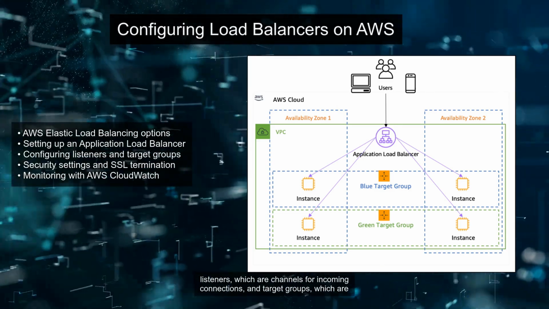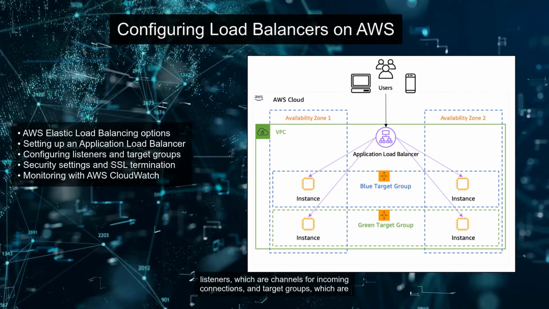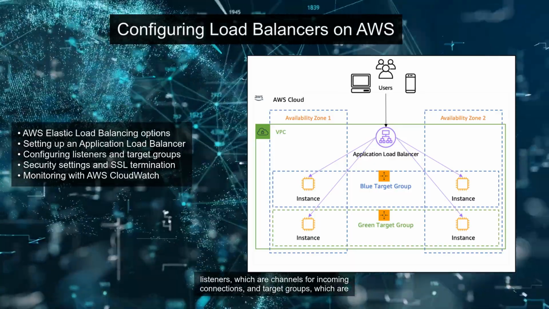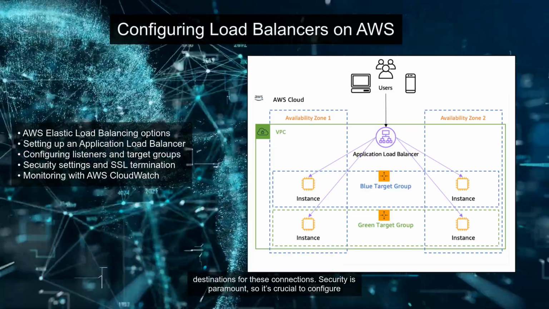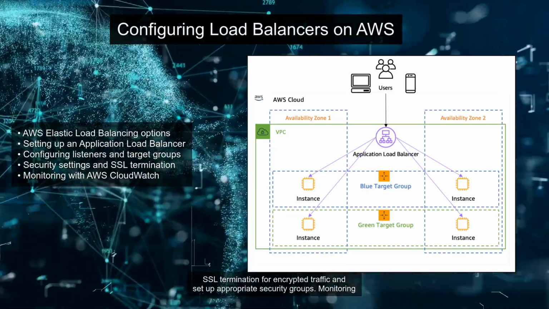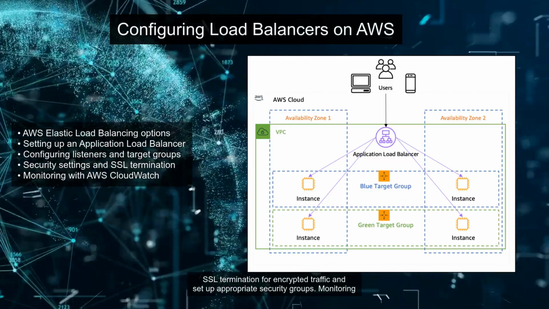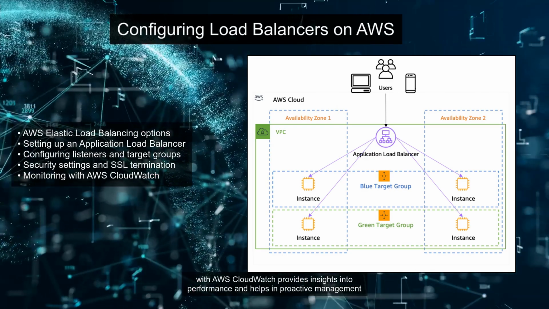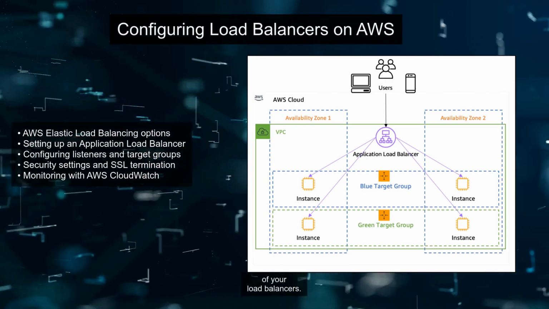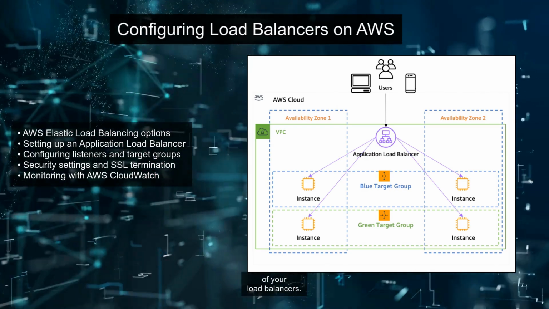third-party appliances. To set up an ALB, you first configure listeners, which are channels for incoming connections, and target groups, which are destinations for these connections. Security is paramount, so it's crucial to configure SSL termination for encrypted traffic and set up appropriate security groups. Monitoring with AWS CloudWatch provides insights into performance and helps in proactive management of your load balancers.